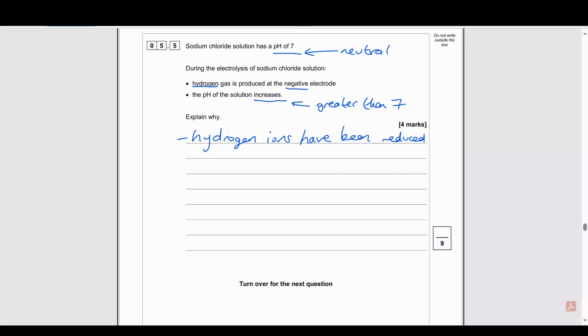Now, for these hydrogen ions to have been reduced, it must mean that they have been attracted to the negative electrode. Remember, the ions are positive and the negative electrode is opposite, so that's going to cause some attraction. Now, what was going to happen next?